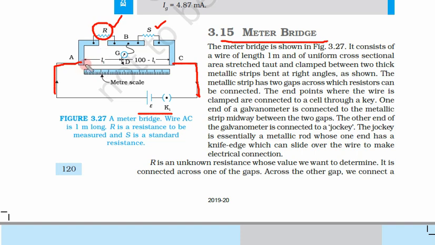Now here we have a wire. These are metallic plates bent at right angles. There are three metallic plates. Two metallic plates are bent at right angles, and one metallic plate is at the center. Now there are two resistances connected in between these metallic plates in the gaps. So this is gap 1, this is gap 2.